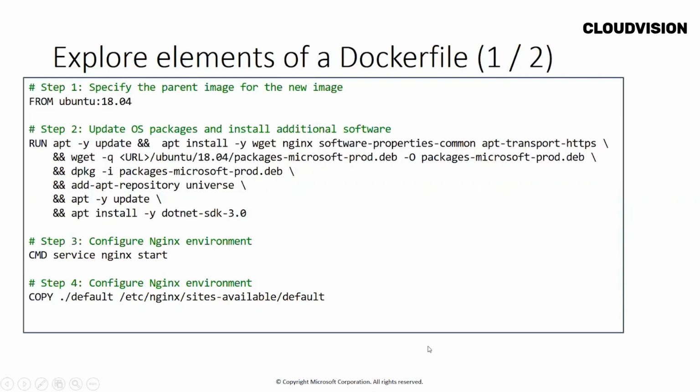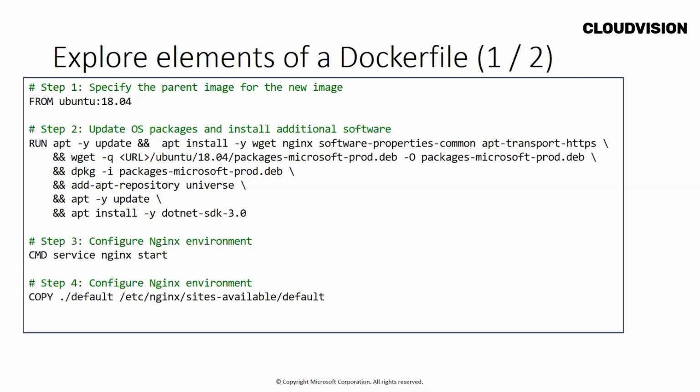So we're going to explore the elements of a Dockerfile. A Dockerfile is a script that contains a series of instructions that are used to build Docker images. And a Dockerfile typically includes the following information, as you can see here: it contains the base image, some operating system packages, updates, installation of software, and so on. Now I'm going to explain this part one by one.